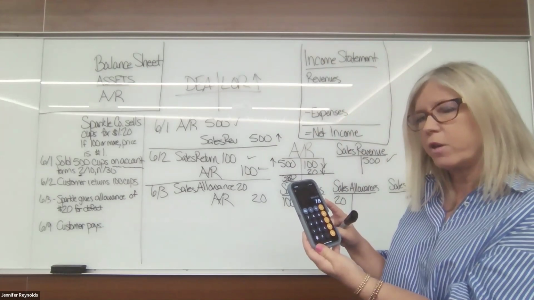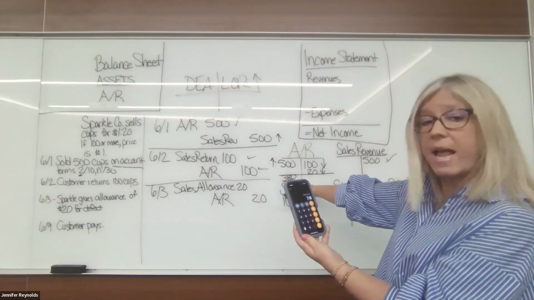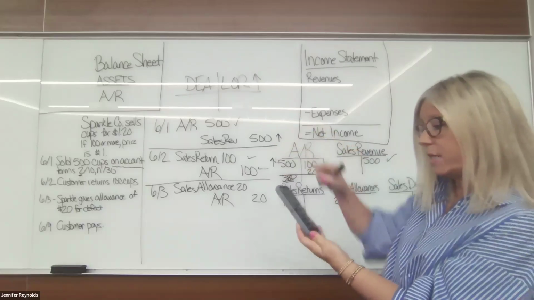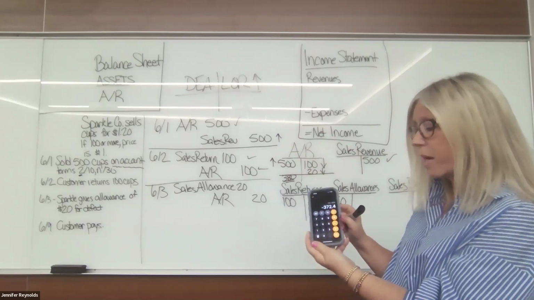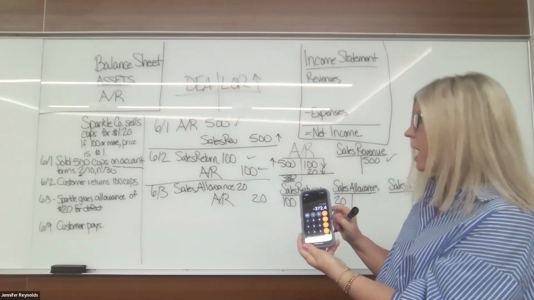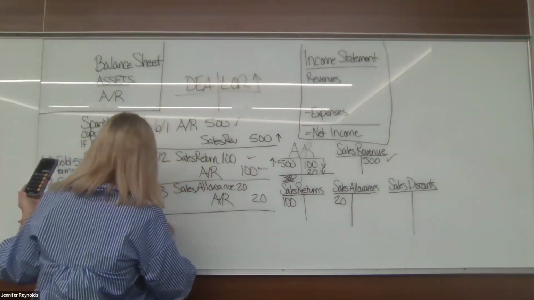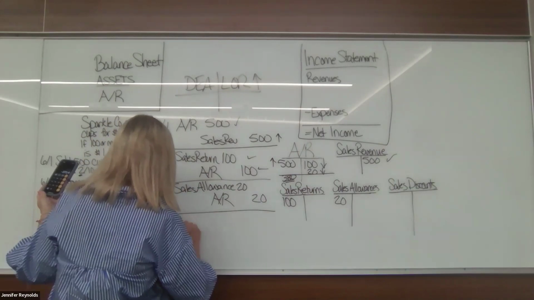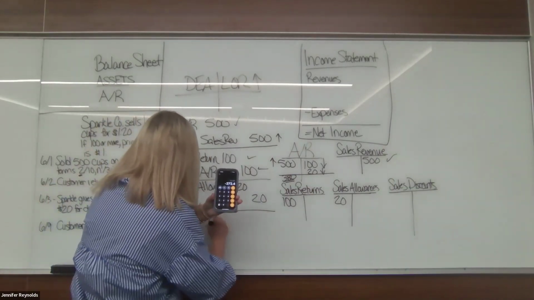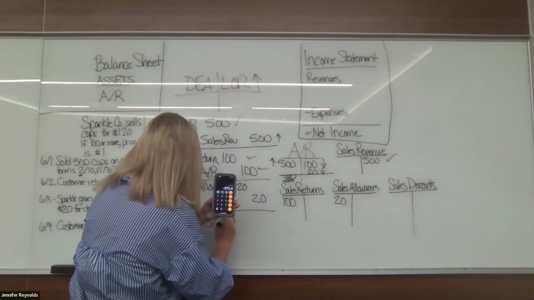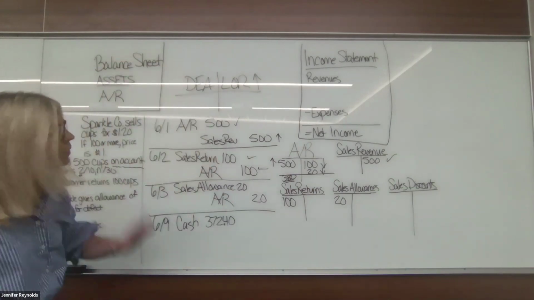So now, can you figure out how much the customer owes Sparkle? They owed $380. They're going to get a $7.60 discount. So the customer only owes $372.40. We're Sparkle. That's what we're making the journal entries for. What would Sparkle record? Well, cash of what we just talked about, $372.40.